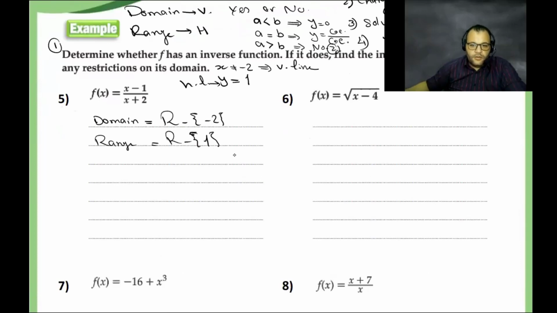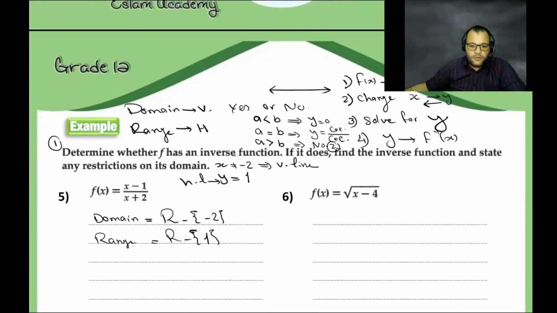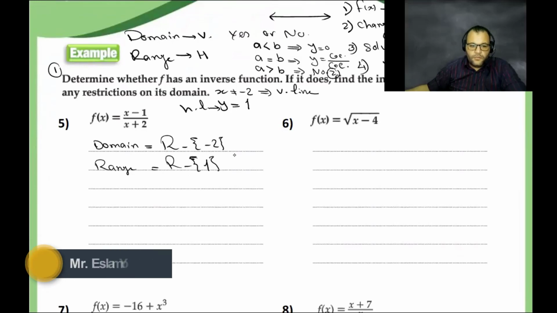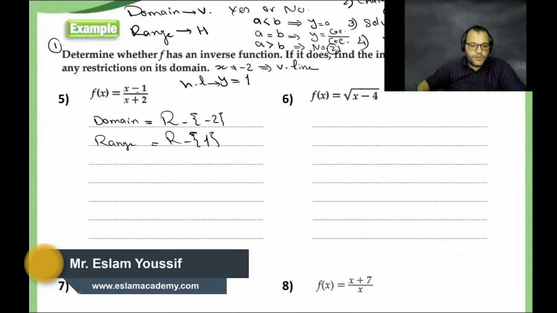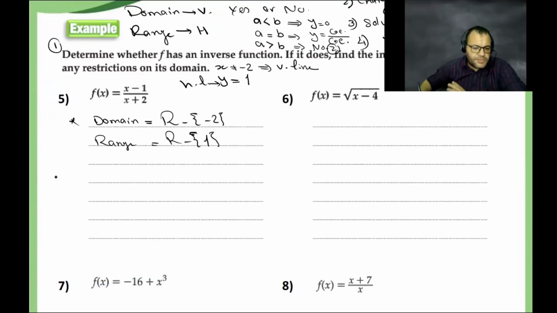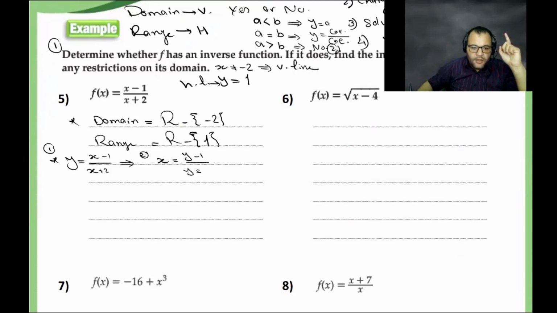So what happened to the reciprocal? We found the reciprocal of 5 when finding the inverse. We are moving step by step. The first one, we remove f of x and put y, so it will be y equals x minus 1 over x plus 2. That's step number 1. Step number 2: replace x with y and y with x. So it will be x equals y minus 1 over y plus 2.